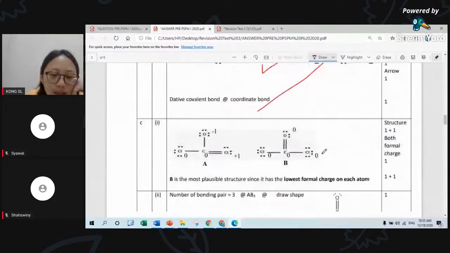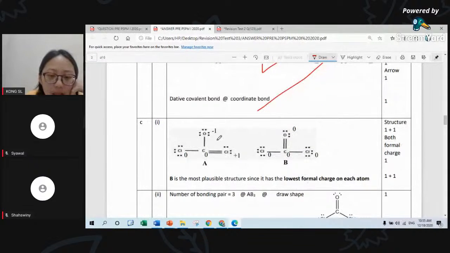And then question C, you have to draw the Lewis structure. And then you will notice double bond for the chlorine and double bond for the oxygen. So that's why there are 2 choices between A and B. And then you notice the structure B, the formal charge for each atom is equal to 0. That's why the answer is B, more possible, lowest formal charge.